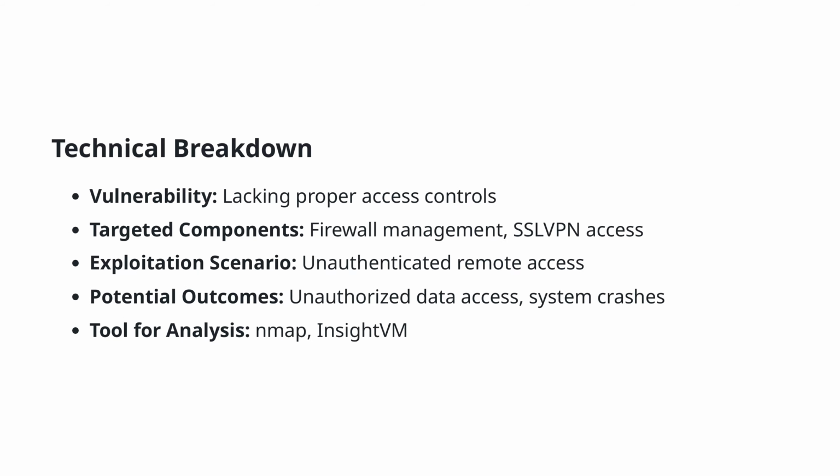In this slide, we'll be examining a technical breakdown of the vulnerability, CVE-2024-40766. This flaw is predominantly due to inadequate access controls, which can compromise key components like firewall management and SSL VPN access. Exploitation typically involves unauthenticated remote access, posing a significant risk by potentially allowing unauthorized data access and causing system crashes. Tools such as Nmap and InsightVM are effective for analyzing this vulnerability and assessing the security posture of your network systems. These insights are vital for ensuring your infrastructure remains secure from external threats.